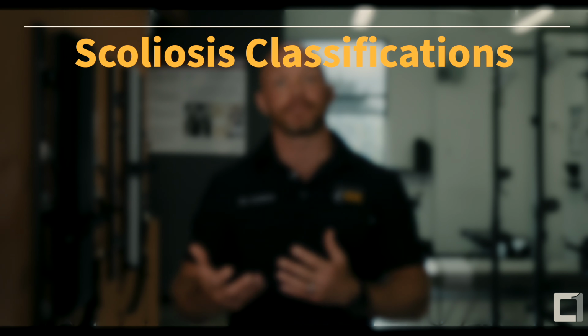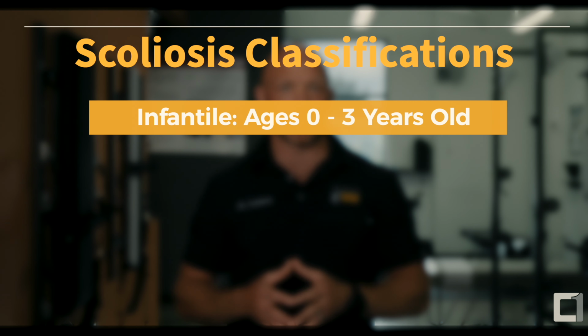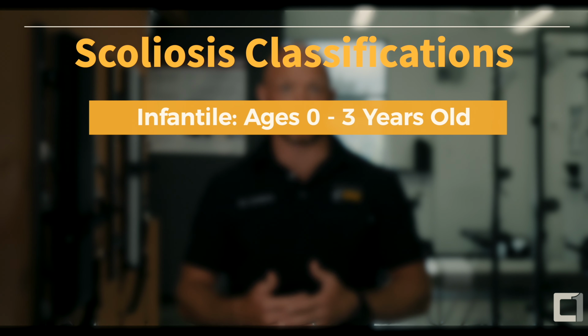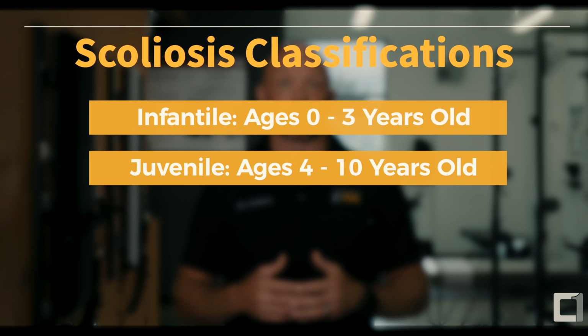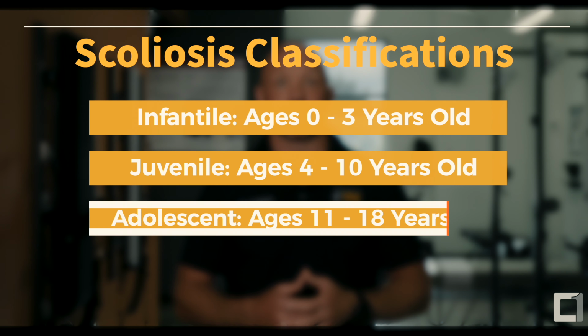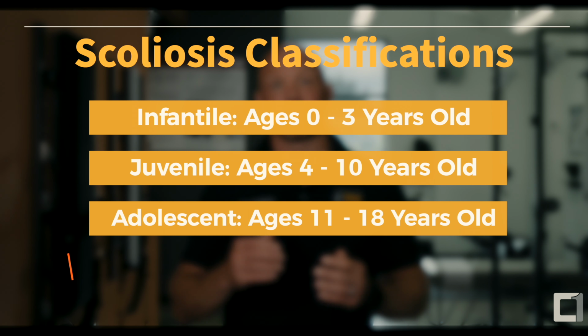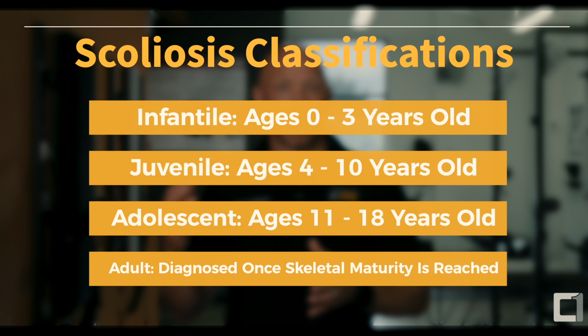So first of all, scoliosis is defined by having a curve in your spine of a minimum of 10 degrees with rotation. Now, when we talk about infantile, I want to clarify how we classify scoliosis based on age. Infantile scoliosis is when scoliosis is detected between the ages of 0 and 3 years old. When we detect scoliosis between 4 years and 10 years old, that's called juvenile scoliosis. Adolescent scoliosis is when scoliosis develops between the ages of 11 and 18. And any scoliosis detected after skeletal maturity, we would call an adult scoliosis.